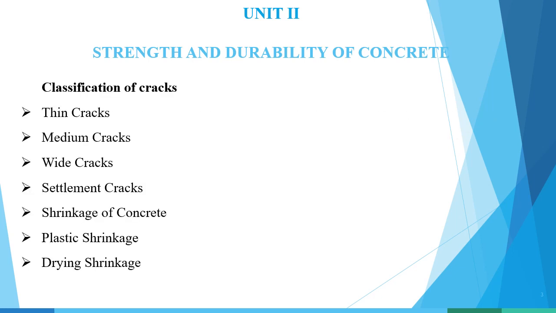The next one, classification of cracks: thin cracks, medium cracks, wide cracks, settlement cracks, and shrinkage of concrete, including plastic shrinkage and drying shrinkage. Thin cracks are less than 1 mm in width, medium cracks 1 to 2 mm in width, and wide cracks more than 2 mm in width. The occurrence of closely spaced cracks at the surface of a material is called crazing. Thin cracks, even if closely spaced, are less damaging to the structure compared to a fewer number of wide cracks.